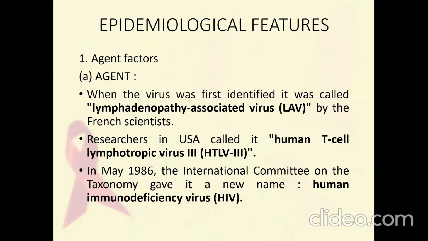Then the researchers in the USA called it human T-cell lymphotropic virus 3, that is HTLV3. And in May 1986, the International Committee on Taxonomy gave it a new name, human immunodeficiency virus, that is HIV. So what was the first name of the HIV virus? That is lymphadenopathy associated virus. Then human T-cell lymphotropic virus 3. And at the last, it is named human immunodeficiency virus.